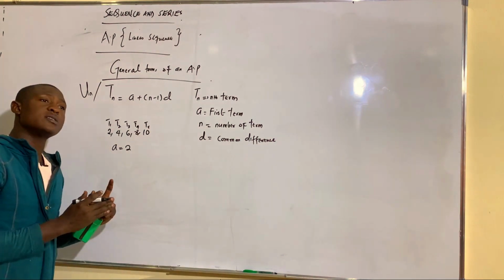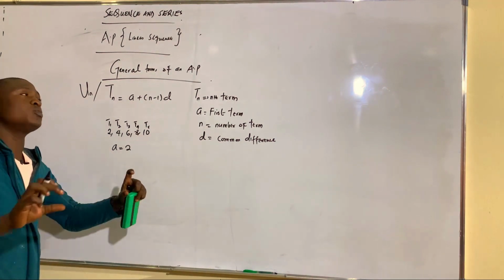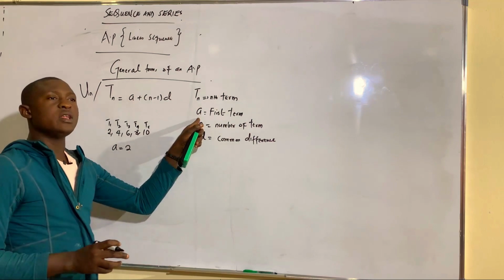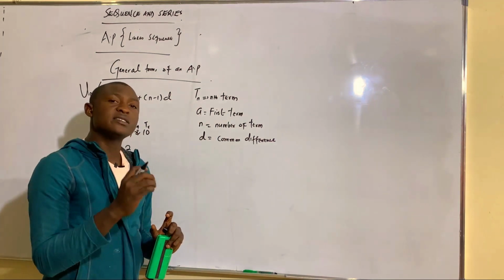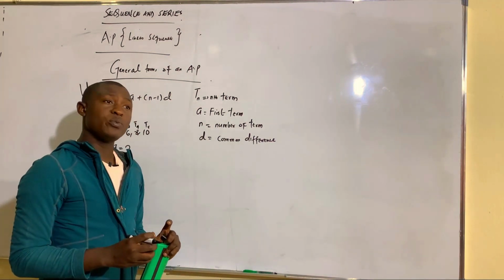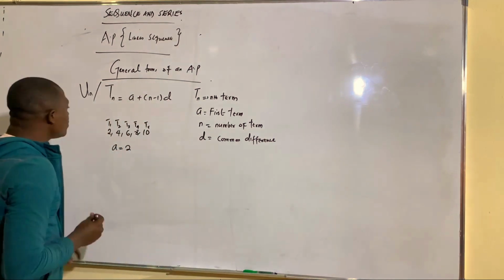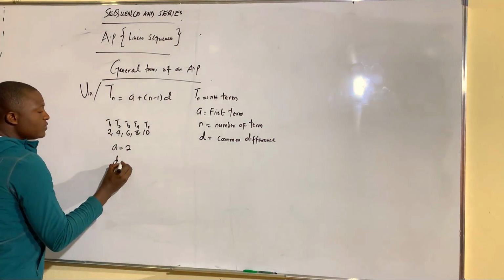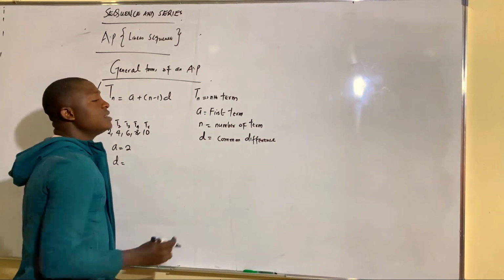So the first given number is what we call the first term. Instead of writing it in words, they use an alphabet, A. So whenever we see A, it simply means the first term. I hope we are following, right? Good. So when we have D, D simply means the common difference.